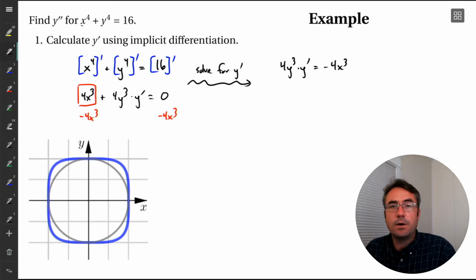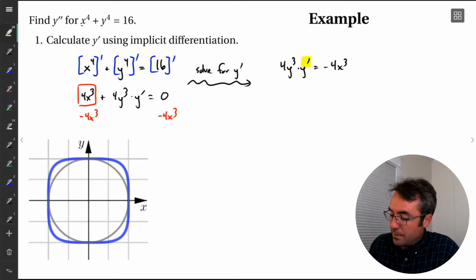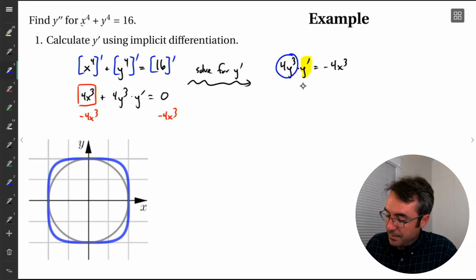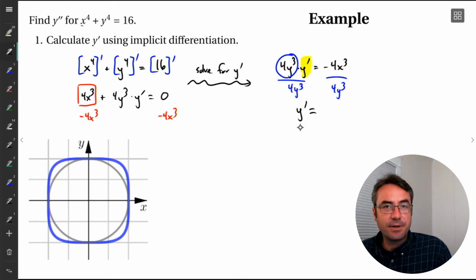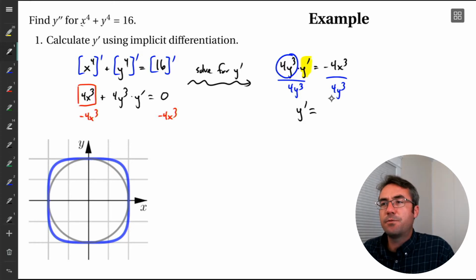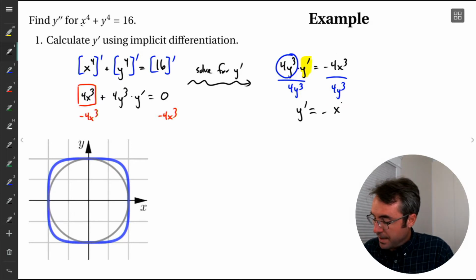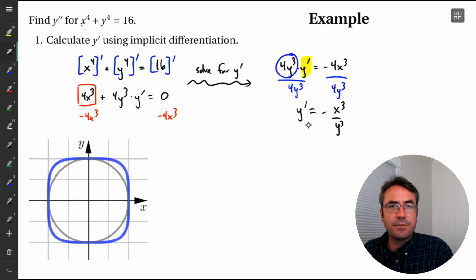And then once we have all the y prime terms all by themselves on the left, we want to get y prime all by itself. So that means we're going to divide both sides by this 4y cubed. And that'll give us y prime all by itself on the left. And then we have a 4 divided by 4, so the 4's cancel. We have negative x cubed over y cubed. So there's our first derivative. Not too bad. We've done one similar to that.